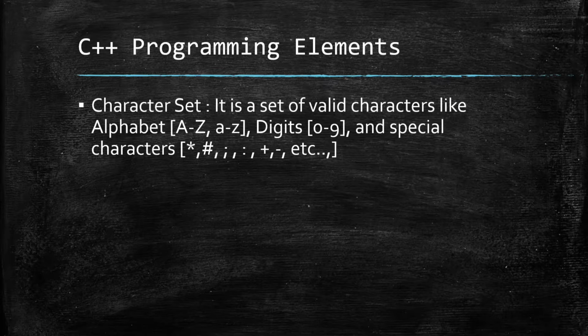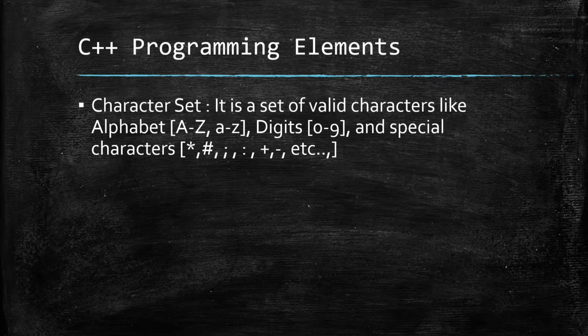So C++ programming elements. The first element is character set. What do you mean by character set? It is a set of valid characters like your alphabet, that is capital A to capital Z, small a to small z, and then your digits, that is 0 to 9. Digits are all the combinations of digits from 0 to 9, right? And special characters like hash, semicolon, colon, plus, minus, all those are your special characters, right?